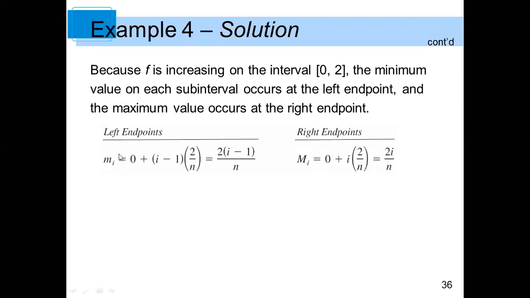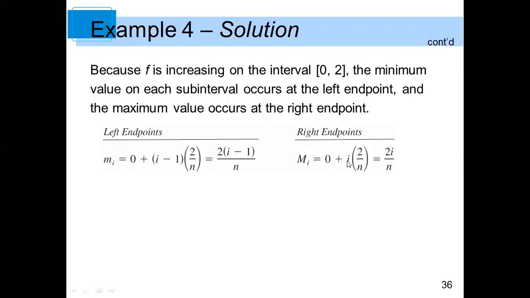So the left endpoints are 0 plus i minus 1 times 2 over n, which is 2 times i minus 1 over n. The right endpoints would be 0 plus i times 2 over n, which is 2i over n. So for right endpoints, whatever the beginning of your entire interval is, in this case it was 0, but if you went from like 1 to 3, this would have been a 1.